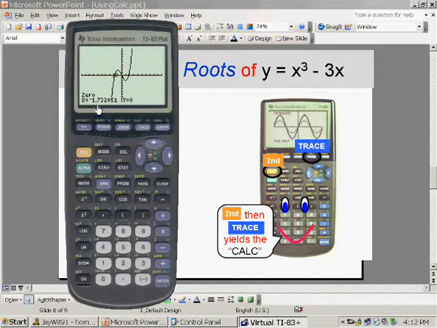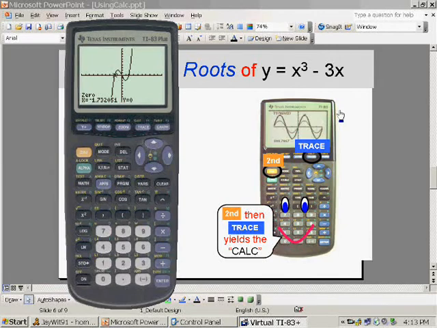at negative 1.732051. Is that close enough for you? And of course y is 0. So that's one way to find a 0, or a root of a function, using the CALC button.